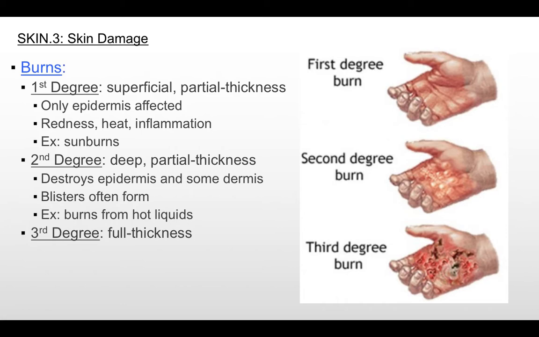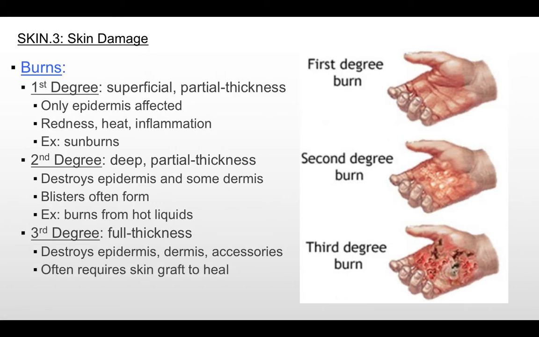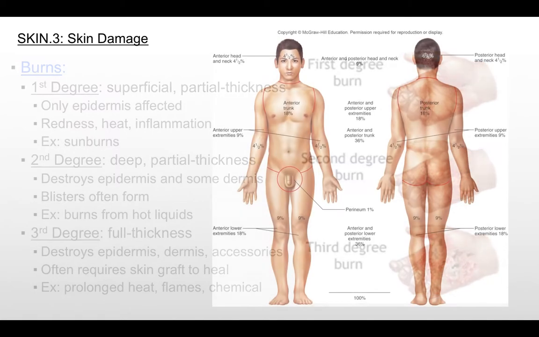Third degree is a full thickness burn that gets down to most of the accessory structures in the dermis and perhaps even into the hypodermis. These burns are often so bad and all of the cells are so destroyed that they need a skin graft to heal. We'll take skin from other parts of your body and we'll move it to the part that has been burned. Oftentimes, really prolonged exposure to heat, intensely hot flames, or chemical burns can result in full thickness burns.